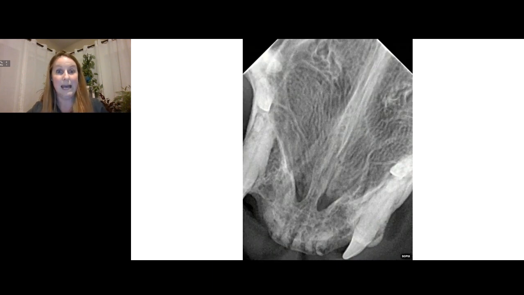This would be a cat maxilla. And what you're going to see here is a bunch of retained tooth roots, right? A bunch of RTRs.